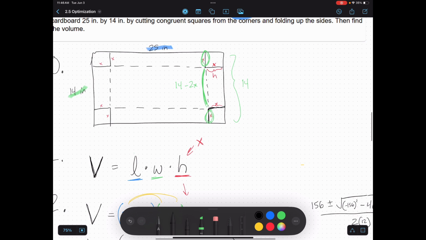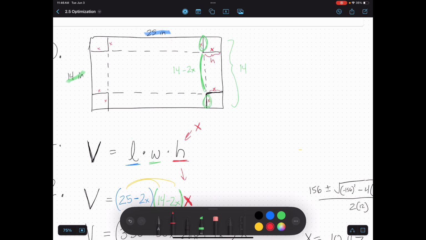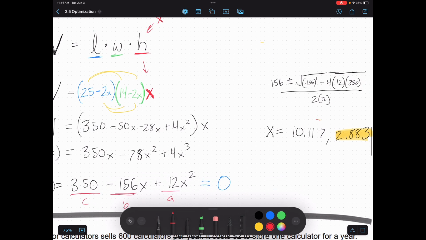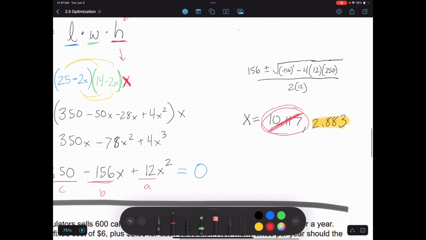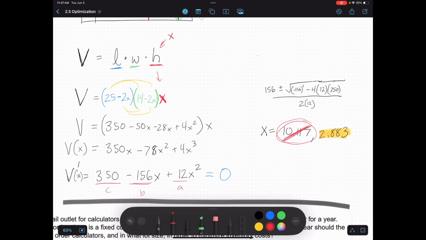If I come up here and cut out squares that have a side length of 10.1, well, that's more than half of my width. That's me cutting out a square that's this size. And then if I do it on the other side, my squares end up overlapping. It ends up giving me a negative width. So that's why this one does not work, and I have to just stick with that other length. So the length I'll be cutting out is 2.883.